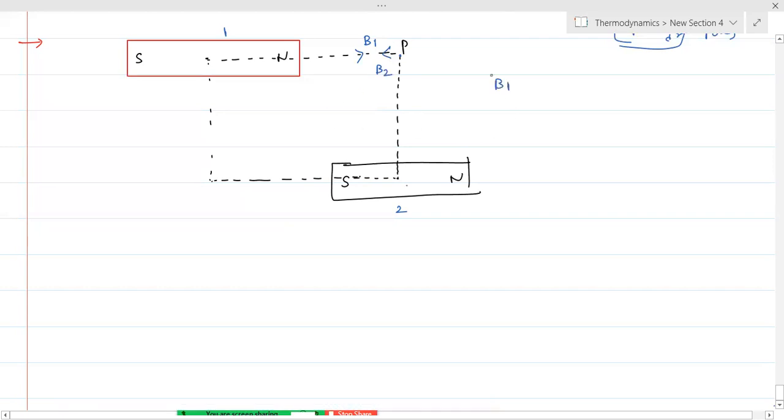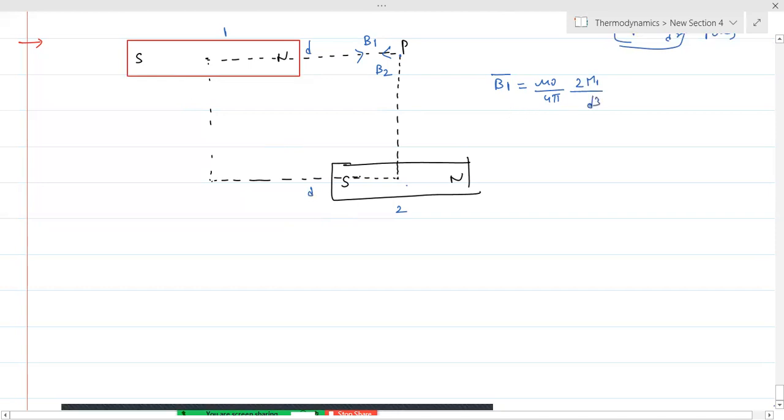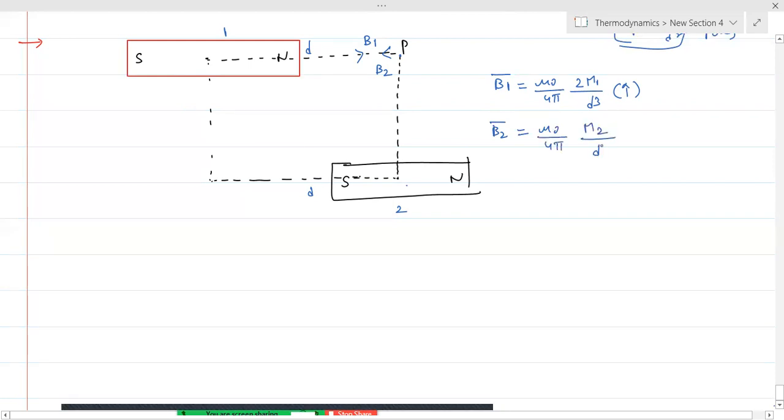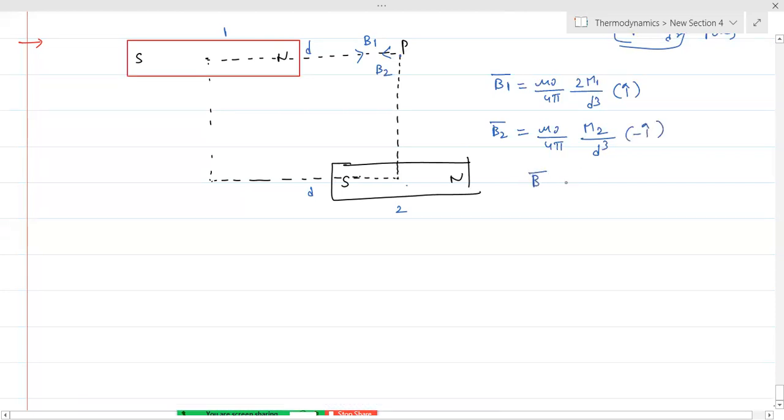So similarly, we will take B1 bar equivalent to mu naught by 4 pi into 2 M1 by D cube, as the distance is the same. Let us say these are the vertices of a square. Right side means I cap we are taking. So B2 bar equivalent to mu naught by 4 pi into, this is for the equatorial line, M2 by D cube into minus I cap. If you need the total vector resultant, simply we will add these two. B bar equivalent to B1 bar plus B2 bar.